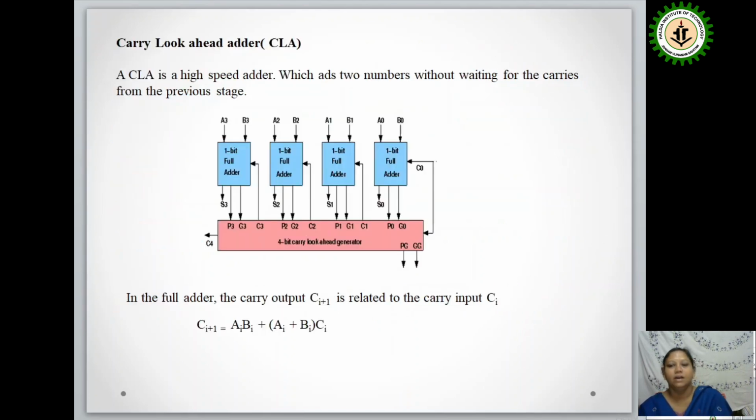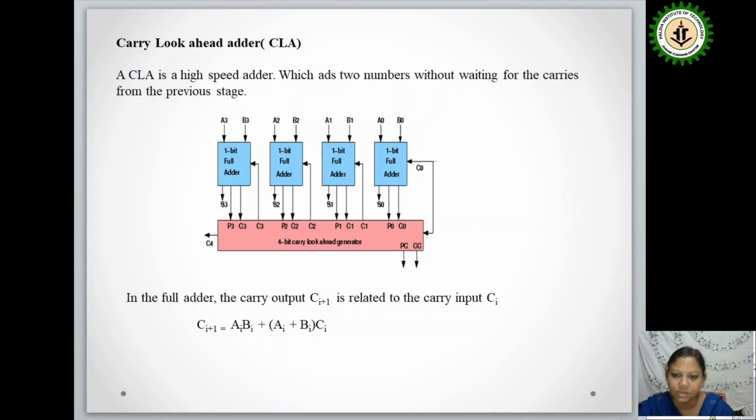Now, to overcome this, that is, to minimize the propagation delay, we introduce the carry look ahead adder. What is a carry look ahead adder? A carry look ahead adder is a high speed adder. Why is it declared a high speed adder? Because it adds two numbers without waiting for the carries from the previous stage. Here there is no waiting for the carry from the previous stage.